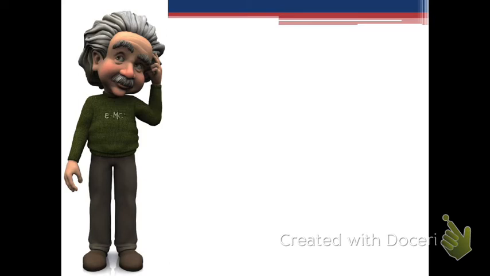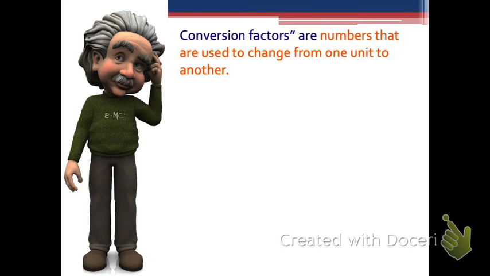All right. So when we do unit conversion, we're going to use something that are called conversion factors. Conversion factors. There should be another little quote right there. Conversion factors are numbers that are used to change from one unit to another. So the example we just did, 1 foot equals 12 inches. That is a conversion factor, right? Us knowing that there is 12 inches in 1 foot, that's a conversion factor. It allowed us to convert our units from inches to feet or feet to inches, whatever it was.